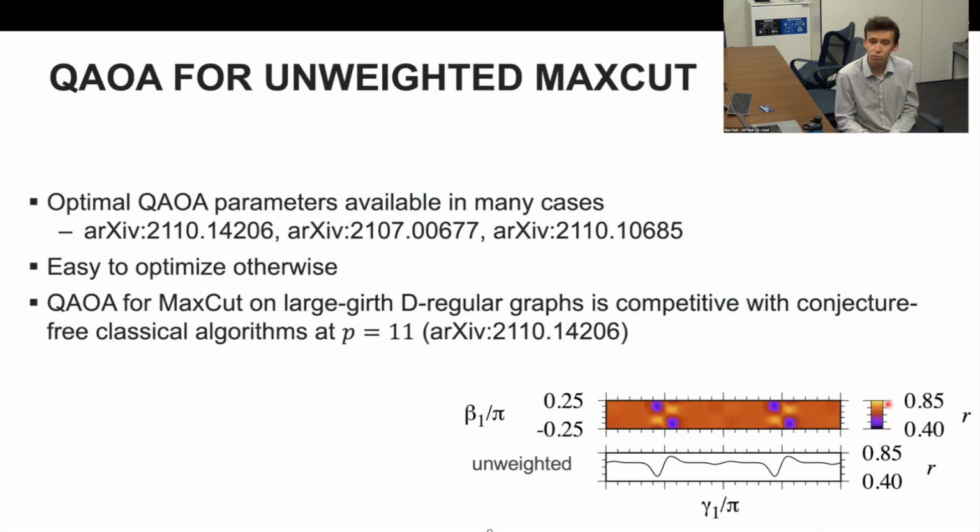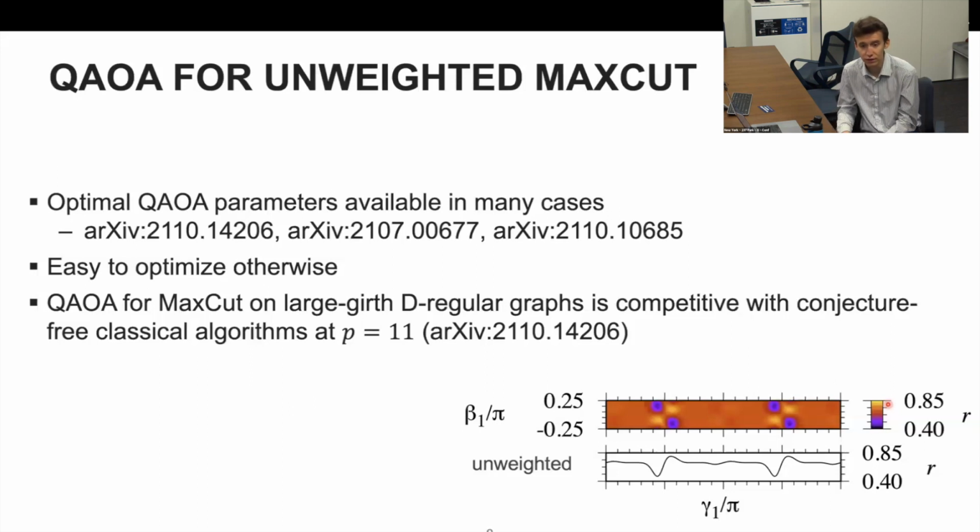Now, the nice thing about MaxCut, and the reason that it's well studied, is that optimal QAOA parameters are available in many cases. So, for example, for large girth regular graphs, or for many random graph models such as Chung-Lu or Erdős-Rényi in the infinite size. And in the cases where analytical QAOA parameters are not available, they are easy to optimize.